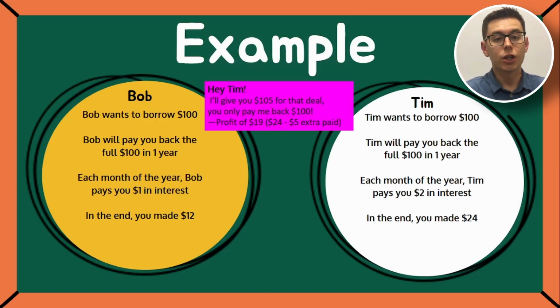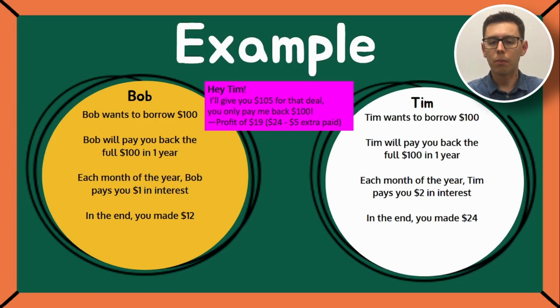So this is such a good deal, right? Tim's deal is so much better than Bob's that no one would ever take Bob's deal, right? There might be people fighting over Tim's deal, right? So you see here, someone in the pink bubble comes up and says, hey Tim, I'll give you $105 for that deal, and you only have to pay me back $100. And that sounds a little crazy, right?